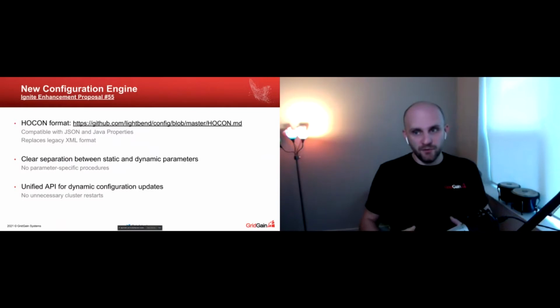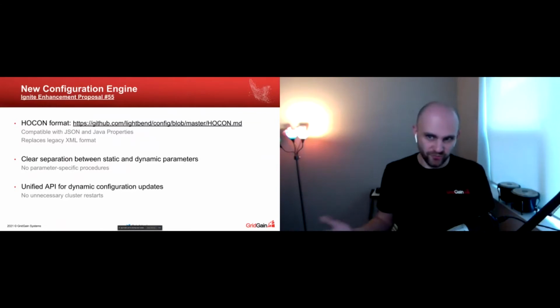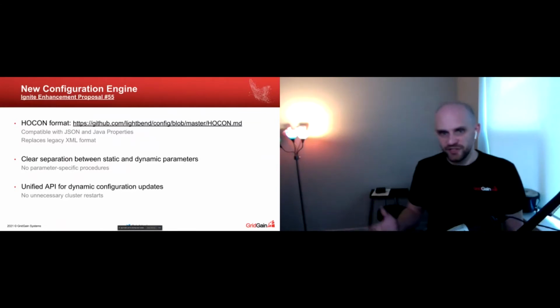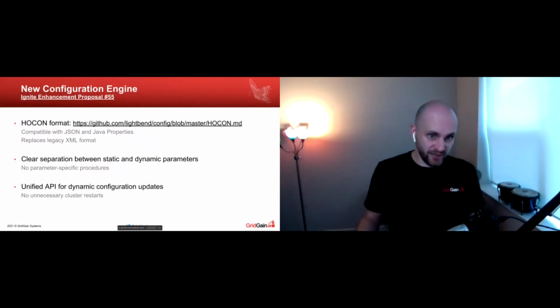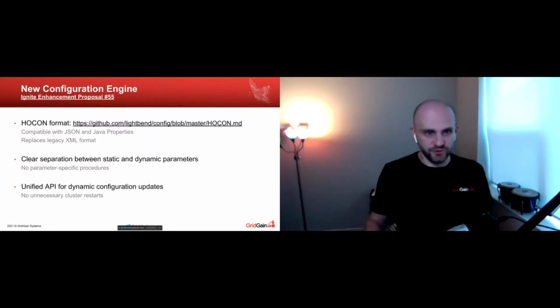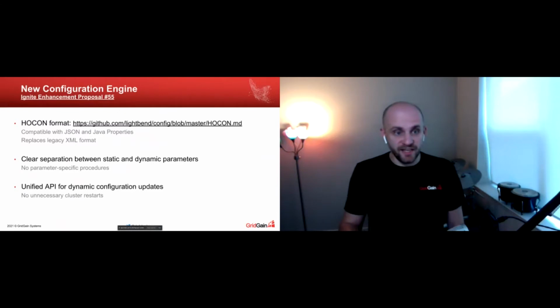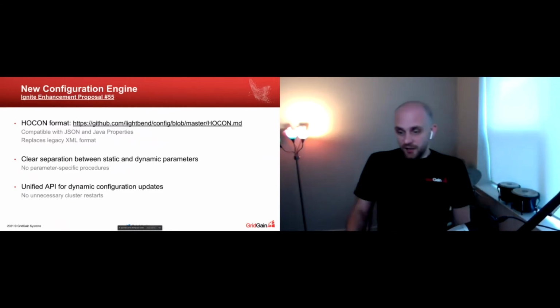And we want to use the HOCON format instead, which is a library from Lightbend, which was created for pretty much these kinds of purposes. You can think of it as a kind of human-readable JSON. It's also compatible with JSON as well as Java properties formats, which is really cool because it gives you this flexibility. This engine will provide clear separation between static and dynamic parameters.